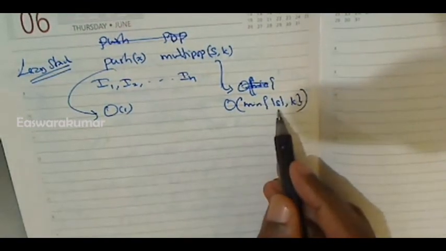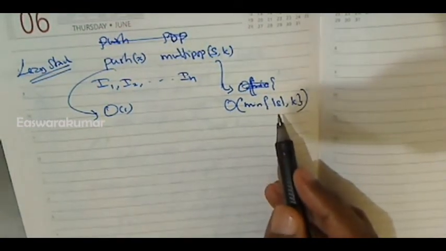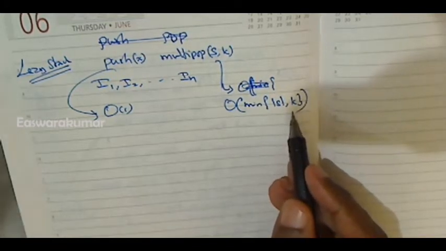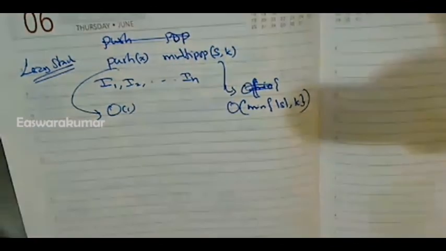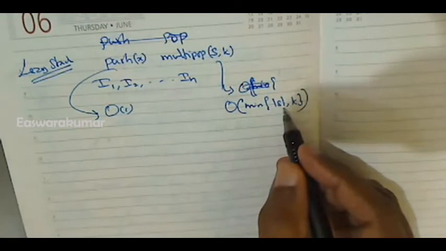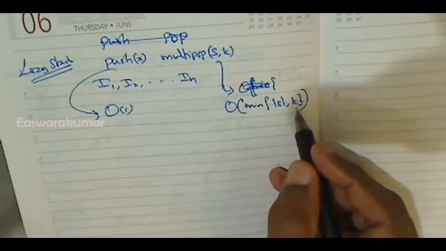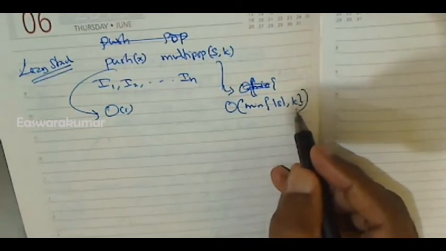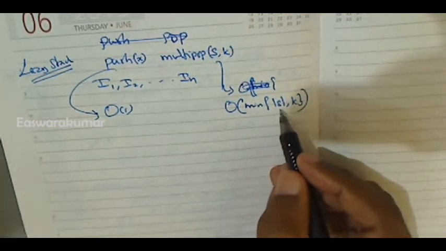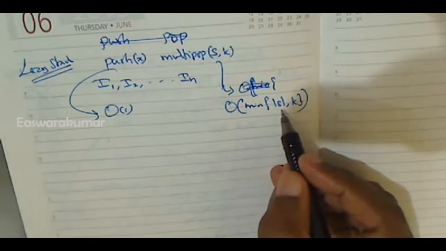What is cardinality of S? That is the number of elements present in the stack. Because suppose you want to remove 10 elements and the stack has only 5 elements, you cannot remove 10 elements, right? So whichever is minimum, that is what we do. If it has more than 10 elements, we can remove 10 elements. So K is the number of elements to be removed, and the cardinality of S means the number of elements presently available in the stack.